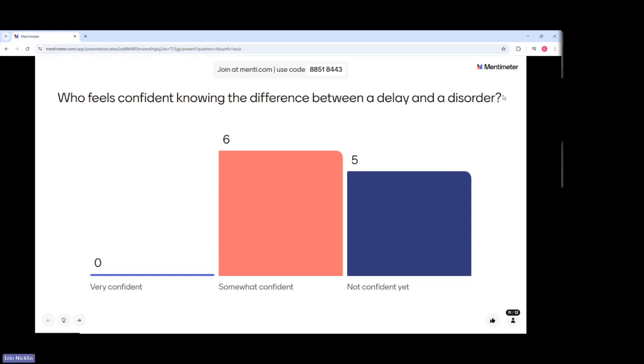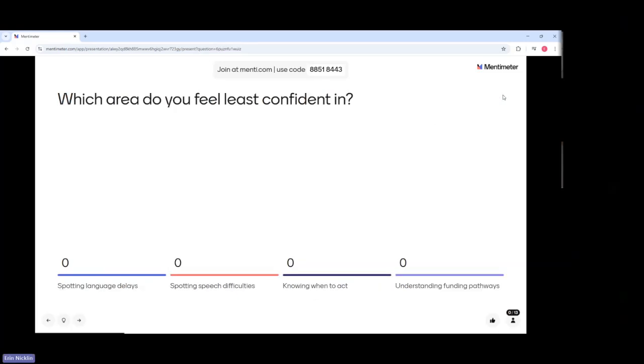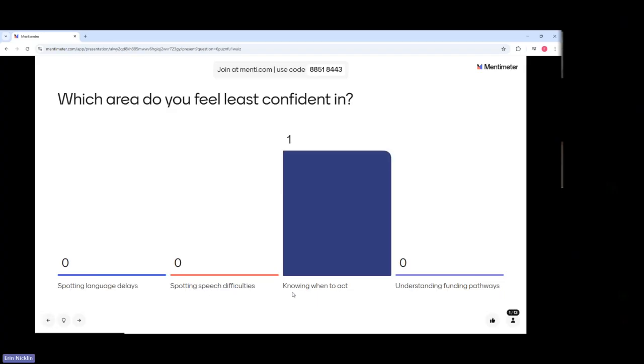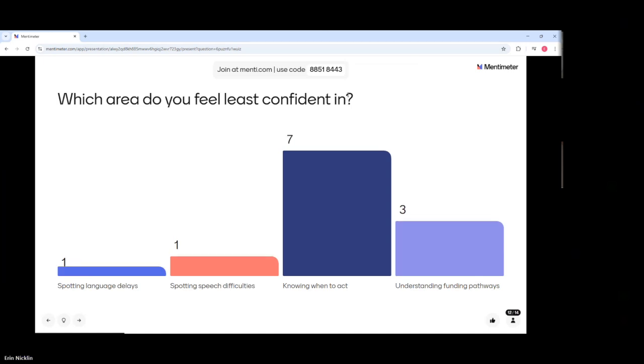Okay, we're going to do our next one. Which area do you feel least confident in? So spotting language delays, spotting speech difficulties or delays, knowing when to do something about it, or understanding the funding pathways. Okay, knowing when to act. Great, that's excellent. Spotting speech difficulties, yeah, that can be really tricky. Cool, that's really great to know.